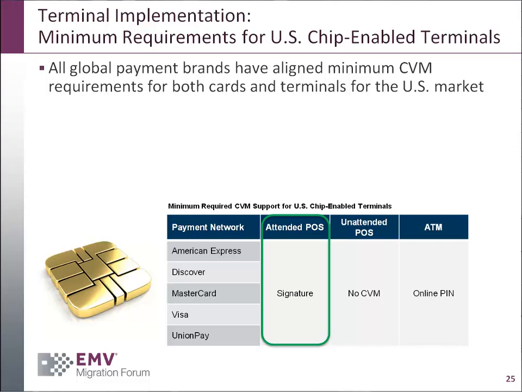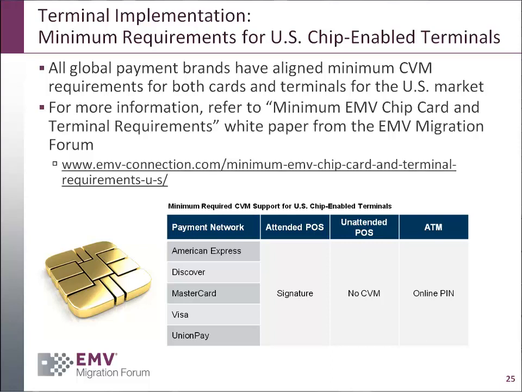The decision about which CVMs to support is made by the acquirer processor and the merchant. At unattended point of sale, the terminal must support No CVM and ATMs must support online PIN. This does not preclude the POS terminal owner from supporting additional CVMs to meet their business needs. This chart is just a baseline. Refer to the Minimum EMV Chip Card and Terminal Requirements White Paper from the EMV Migration Forum for more information. Also check with the various payment networks and your other partners for their suggestions and recommendations.